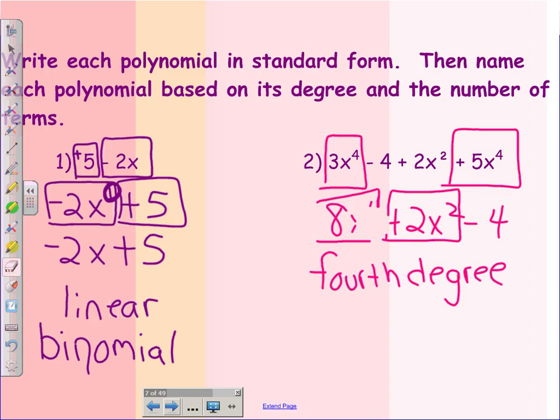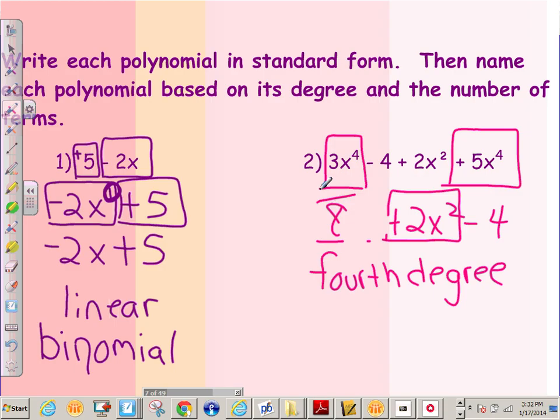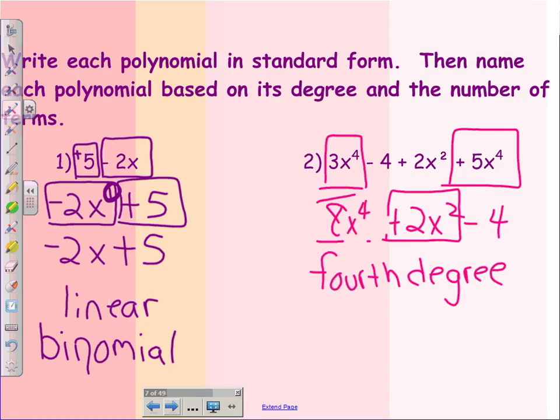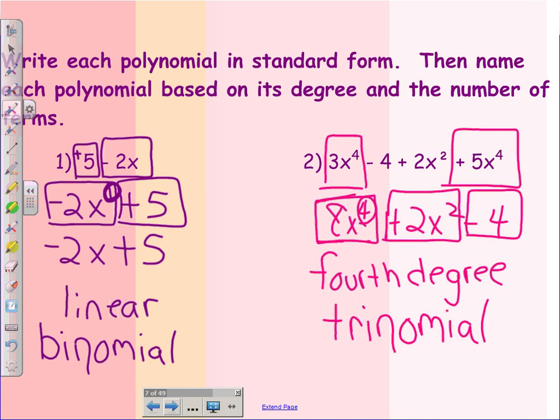I don't know what this is here. Let me clean this up a little bit. 8x to the 4th, and then positive 2x squared, and then a negative 4. So there are 3 terms, so it's a 4th degree based on the exponent, and then there are 3 terms, so we call that a 4th degree, wait for it, trinomial.